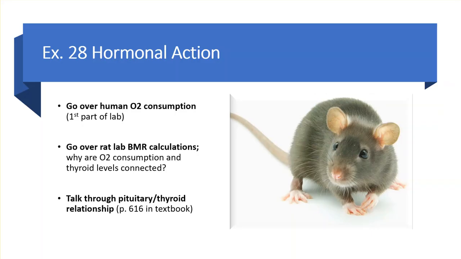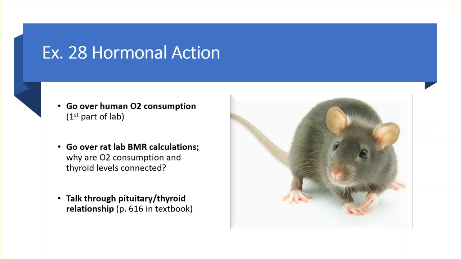So I'm going to go over 3 main parts of the lab with you. We're going to talk about the human oxygen consumption part of the lab, which is basically what you would have done in class. You and your classmates would have gotten into groups and breathed through a tube hooked up to a Vernier machine, and it would have measured your oxygen usage, basically the difference between the oxygen you were exhaling versus the ambient oxygen in the room.